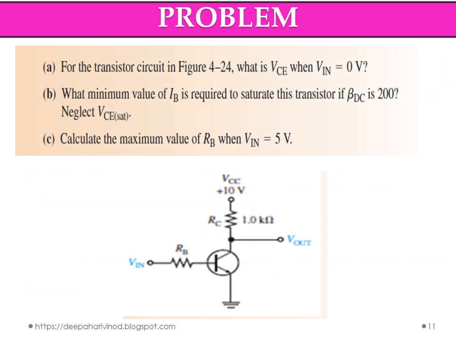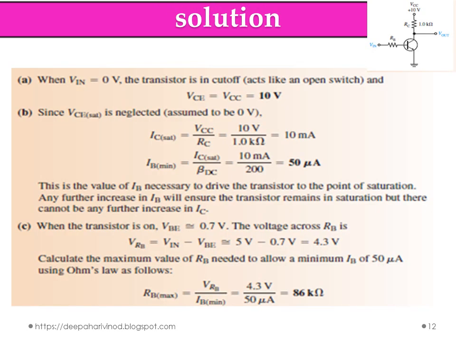Now a problem related to this. For the transistor in the figure shown below, what minimum value of IB is required to saturate the transistor if the beta DC value is given as 200, neglecting VCE sat? Calculate the maximum value of RB when Vin is 5 volt. Now let's see how to solve.